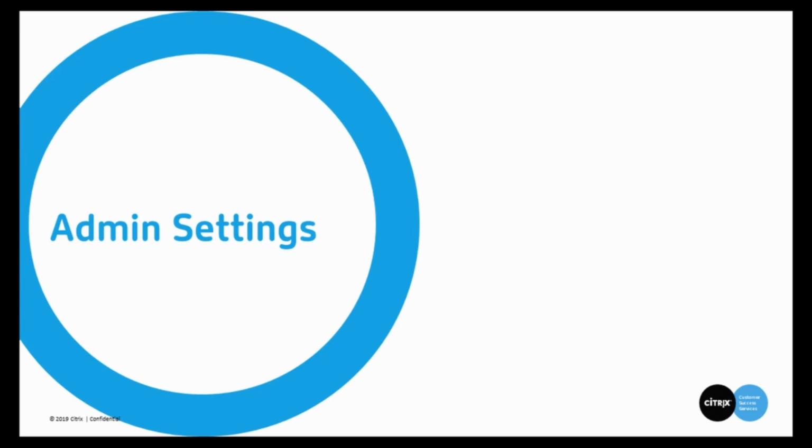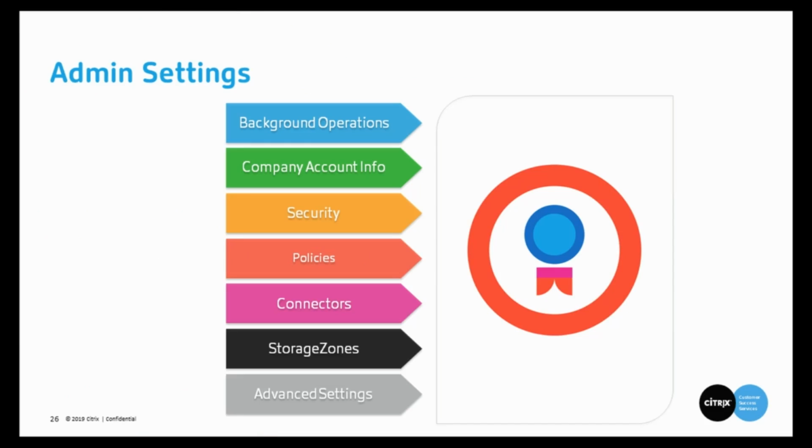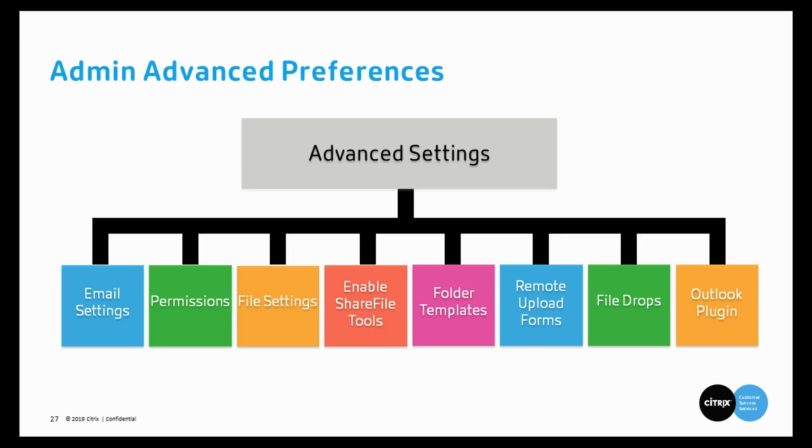Now, let's discuss the admin settings. For the admin settings, we have different other options than the ones that I mentioned. As an example, we have the background operations, which, as we mentioned, are where files are processed, and will show their progress. Security, where the DLP will be configured. Policies will be where basically all of the group policies will be created to manage different groups. And the connectors, storage zone setup.